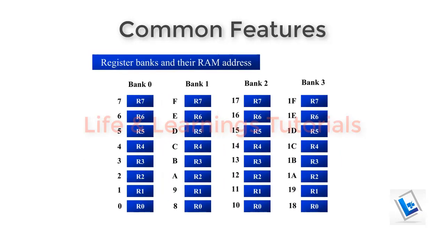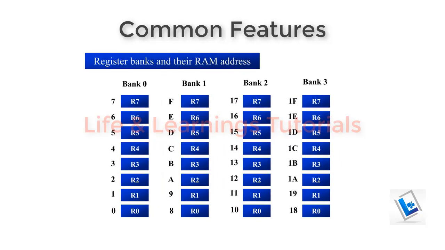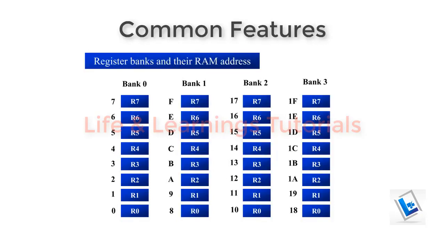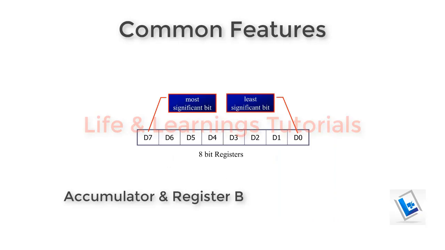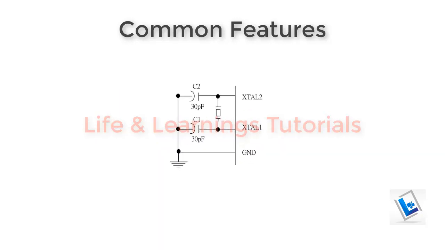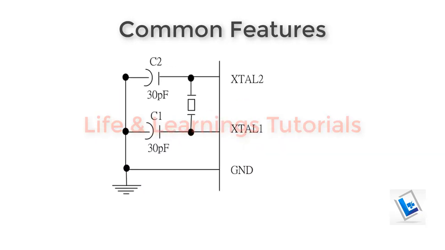If I consider the CPU registers, then there are 4 register banks and each bank consists of 8 registers from R0 to R7, and there are 2 special registers, accumulator and register B. All the registers of 8051 are 8-bit wide. There is also an on-chip oscillator, which is a source to provide the clock to the microcontroller.